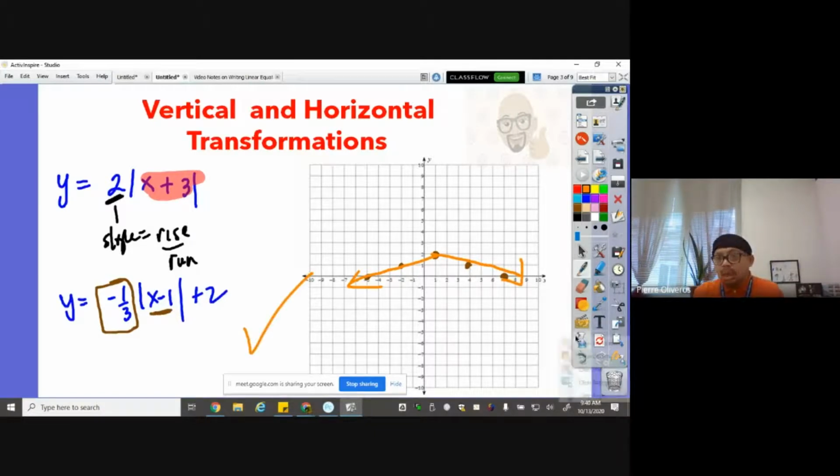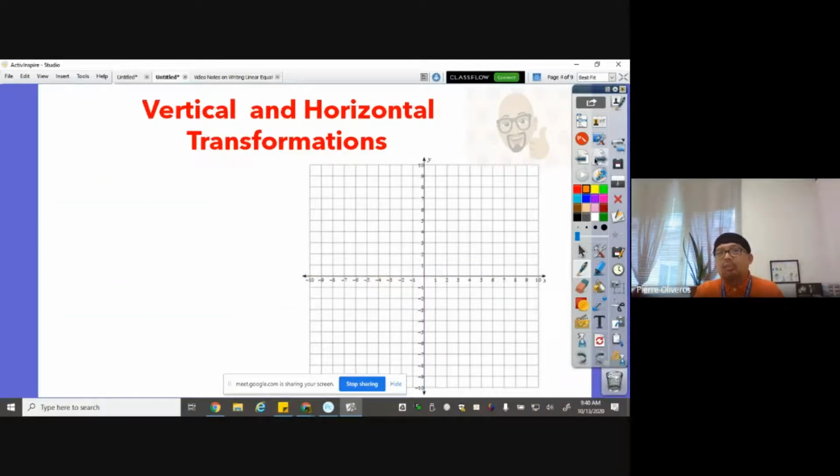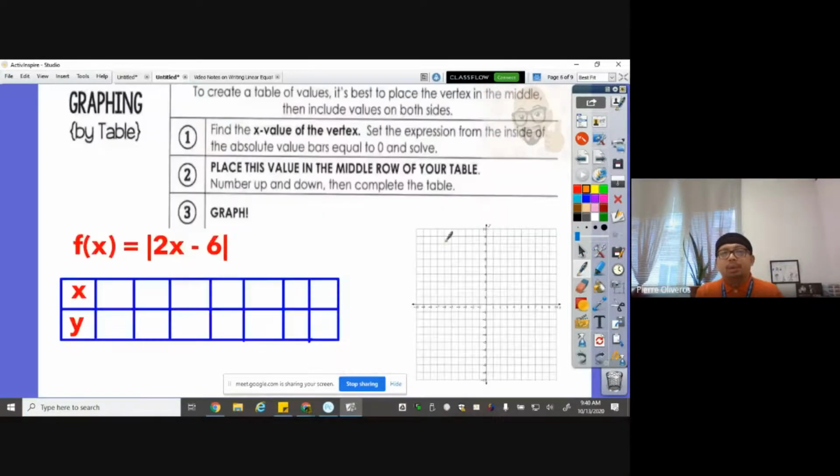Okay, all right, let's go now to a different way. What if we're using a table of values, and also if you have a coefficient beside the x? So this is a different one, all right?